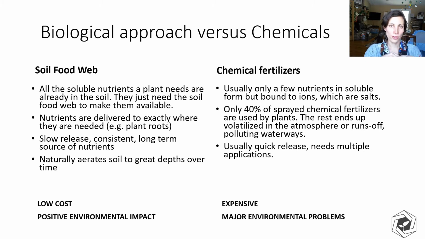And then the bacteria produce glues and the fungi produce microfilaments that will create aggregates in the soil, which creates air passageways and allows for oxygen flow and better water retention. So this happens naturally, and it aerates the soil to greater depths over time. Chemicals don't do this. Usually only a few chemicals are available to plants when you buy a chemical fertilizer.